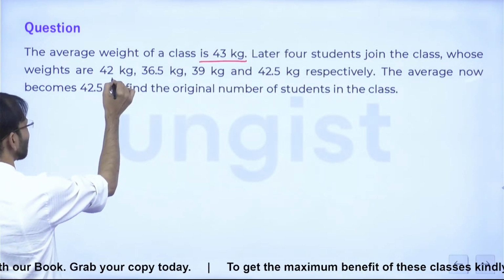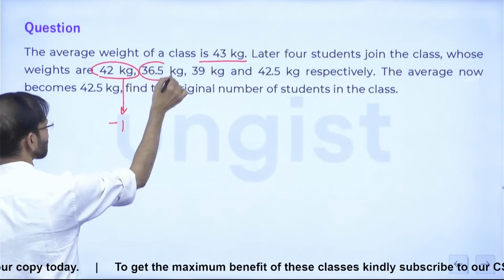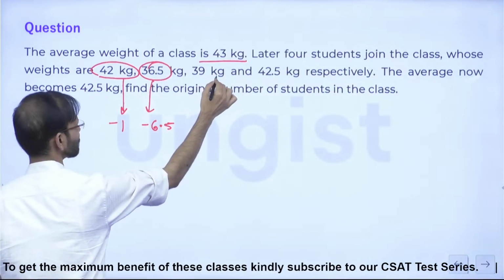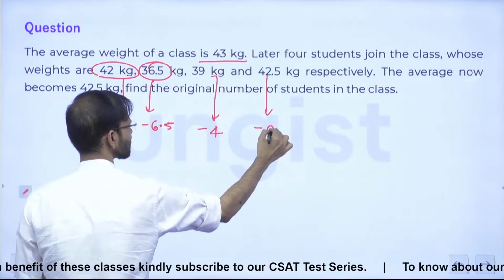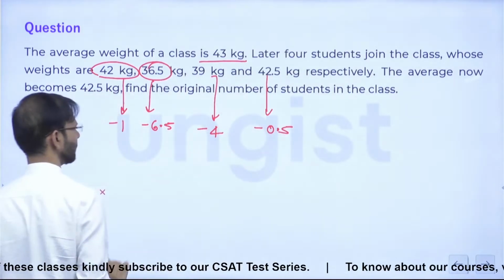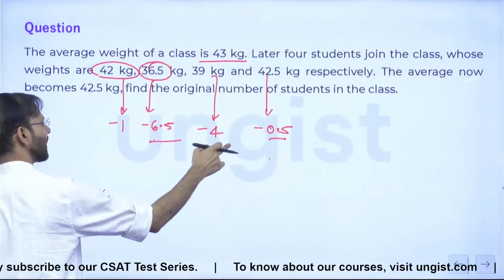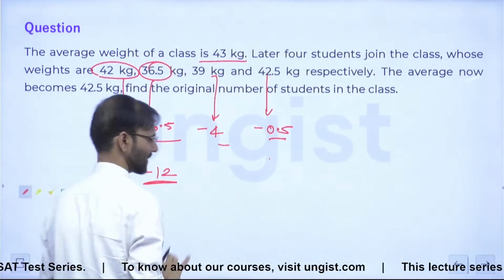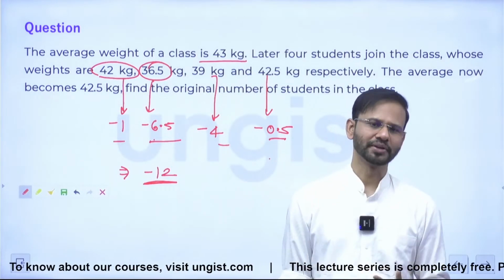So this is the contribution of what? -1. This is the contribution of what? -6.5. This is the contribution of what? -4. This is the contribution of what? -0.5. Right. So -0.5 and -6.5 is 7 and this is -5. So again the contribution is -12. Guys, is it clear? So when the 4 students are joining, they are coming with -12 contribution.